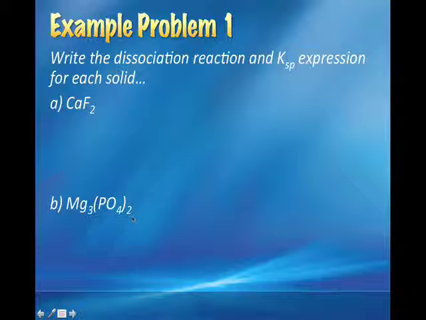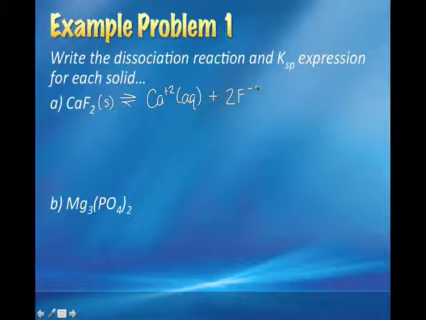All right, example problem 1 says write the dissociation reaction and Ksp expression for each solid. So we're going to do what we just talked about. If I have calcium fluoride, it's my solid. I want to write the reaction first for how it will dissociate. There's one calcium, so calcium with its charge, aqueous, plus I have 2 fluoride ions, and they'll be aqueous. So that's the dissociation reaction for calcium fluoride.